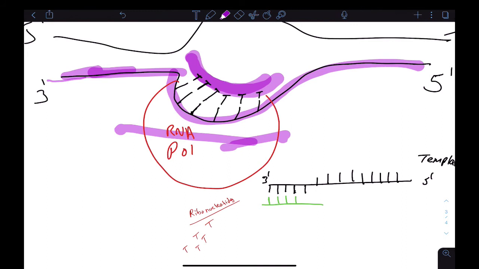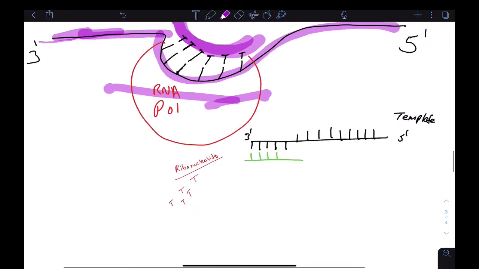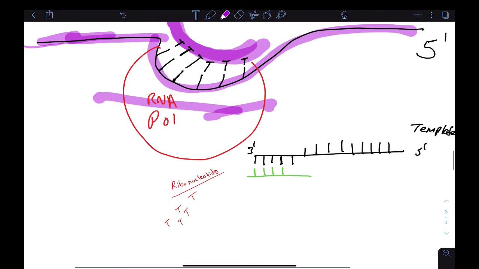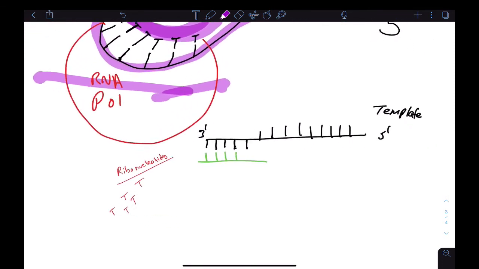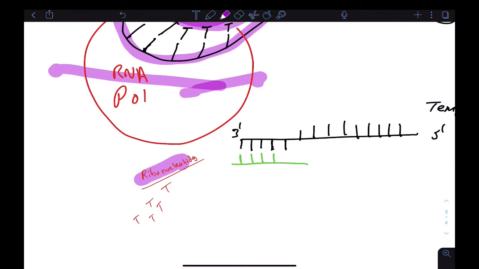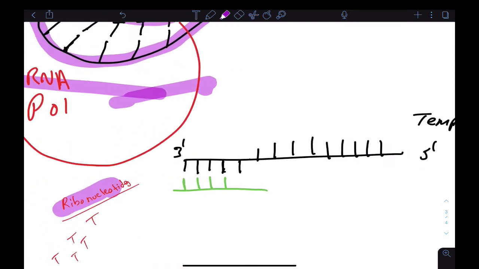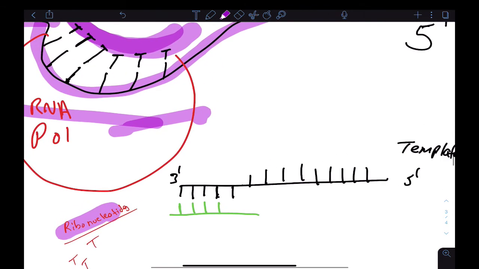And then again, you have the 5' to the 3' end of the sense strand up over there. So we're going to be looking at the antisense strand. We're working with the antisense strand over here, the template strand. And this is what's going to be taking place: the ribonucleotides are being added to that messenger RNA. Now, here's a template over here. This is what's being read in this 3' to 5' direction.